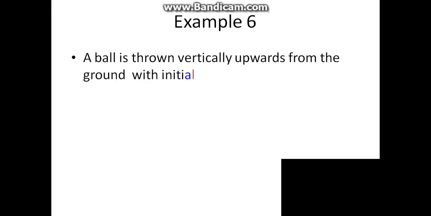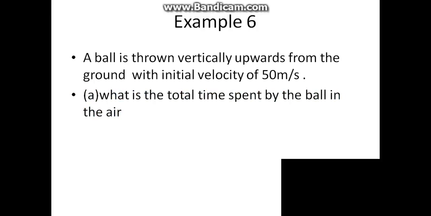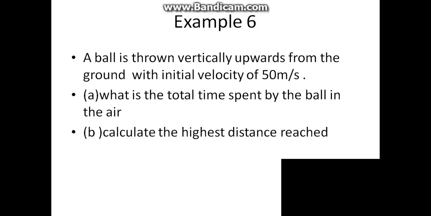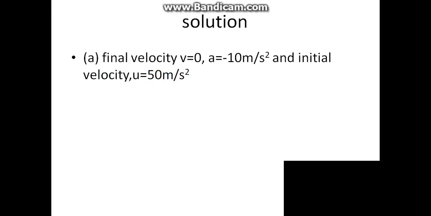Example 6. A ball is thrown vertically upward from the ground with an initial velocity of 50 meters per second. A, what is the total time spent by the ball in the air? B, calculate the highest distance reached. Solution. A, final velocity v is equals to 0, a is equals to minus 10 meters per second squared, and initial velocity u is equals to 50 meters per second.